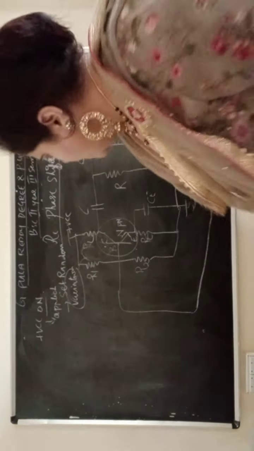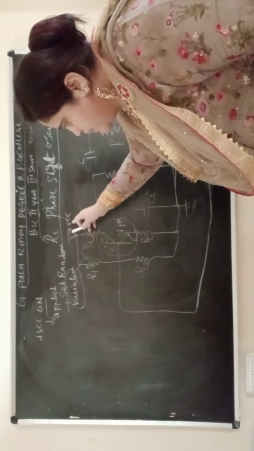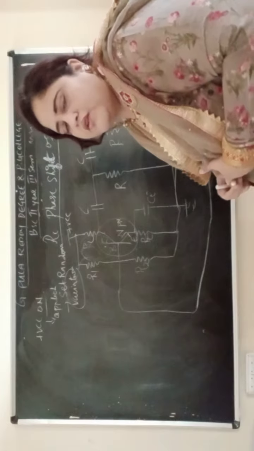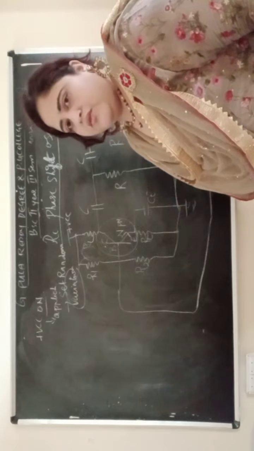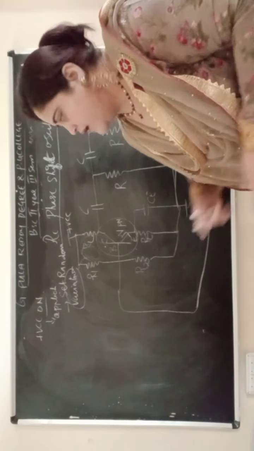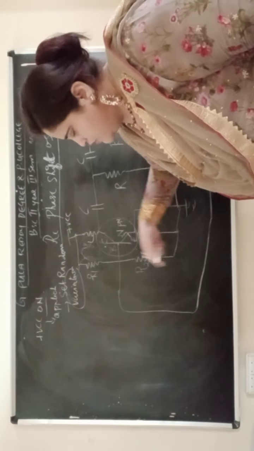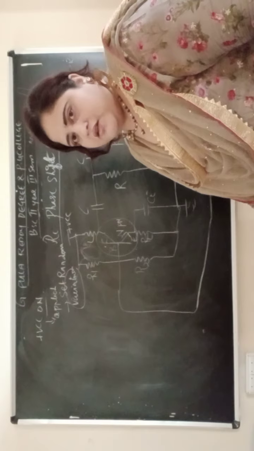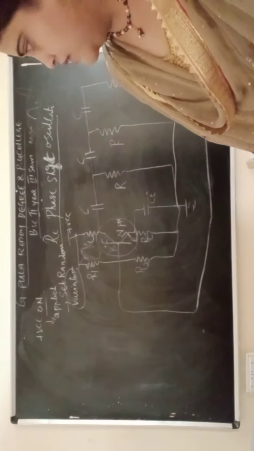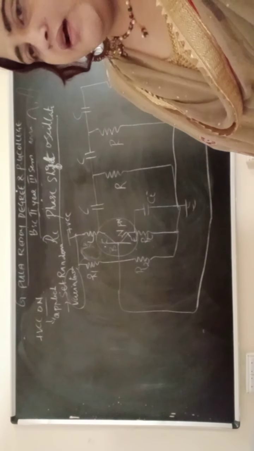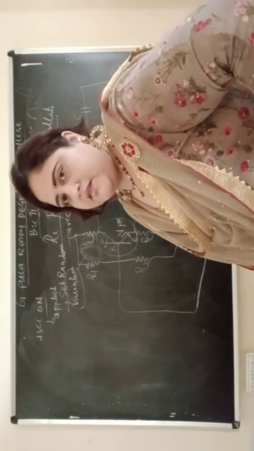Now here, when VCC is on or applied, what is happening? The circuit is set into random variations. Two points you remember: these variations in the circuit will be amplified in the collector circuit.